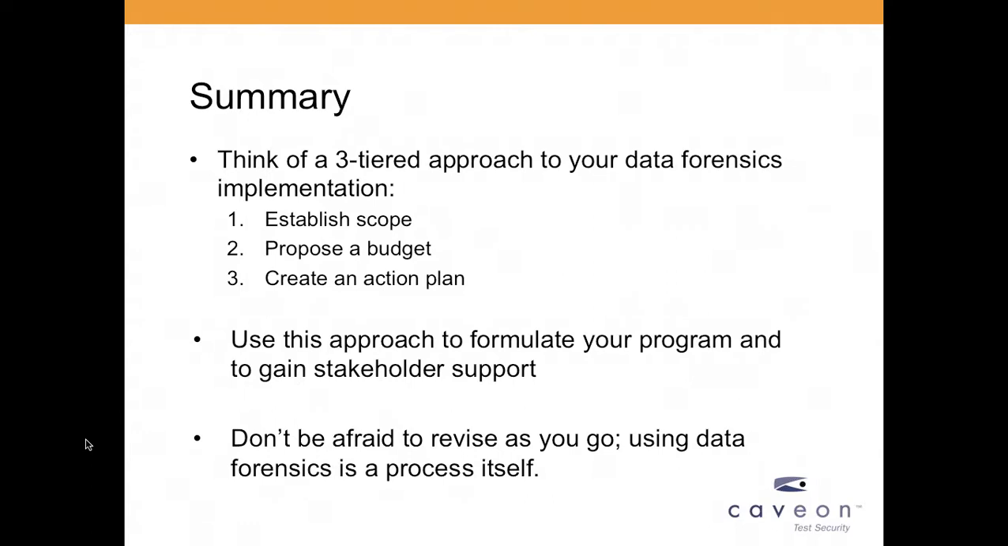So in terms of program implementation, think of a three-tiered approach. Establish your scope. What are your goals? What do you want to do with them? Propose a budget, and that includes resources, not just dollars, and then create an action plan. For the next year, we're going to collect data forensics, and then we're going to do X, Y, Z, or we're going to do X, Y, Z the minute we get the first report. Whatever it is you want to do, make sure you have that planned out.